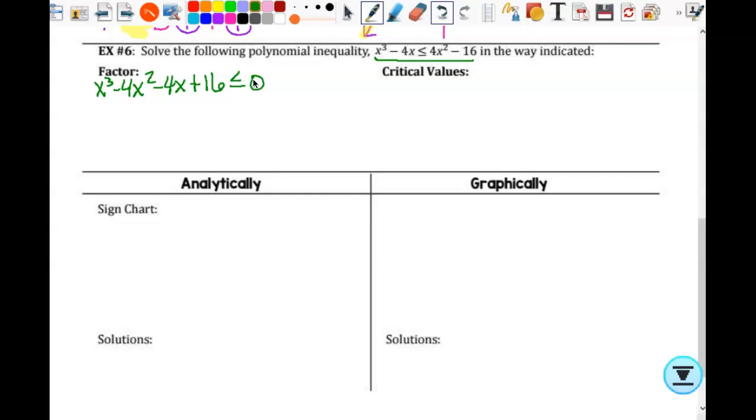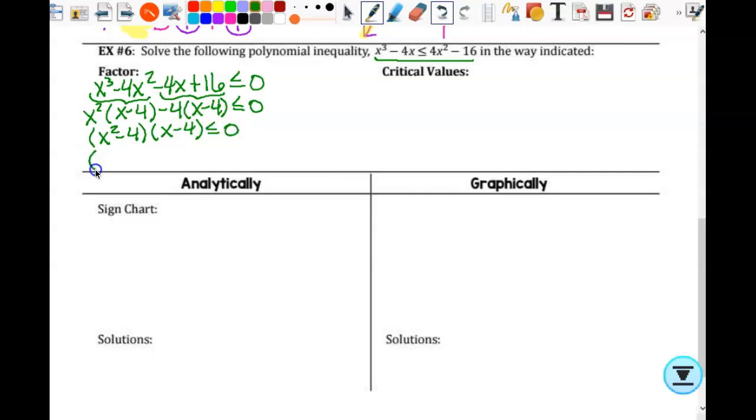because I moved it all over there, and I have my inequality sign. So now I'm going to factor. So I have 4 terms. I'm going to factor by grouping. Group those, group those. I can factor out an x squared. That leaves me with x minus 4. Then I would factor out a negative 4. That leaves me with x minus 4. And that is less than or equal to 0. So then this gives me x squared minus 4 times x minus 4, and that's less than or equal to 0.